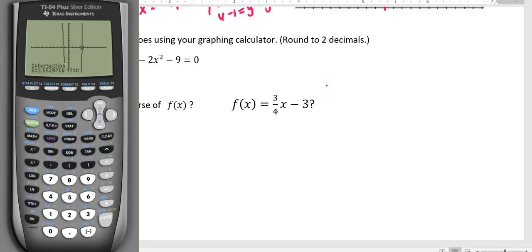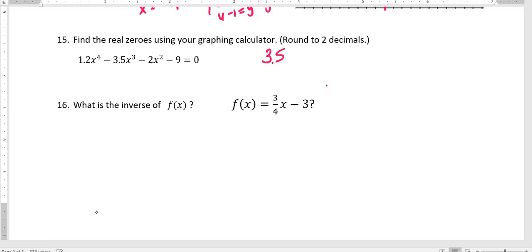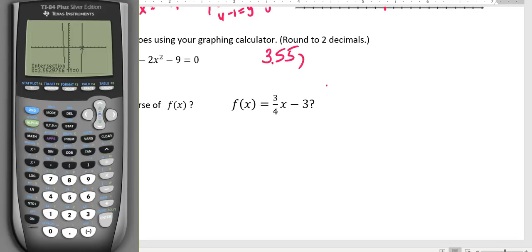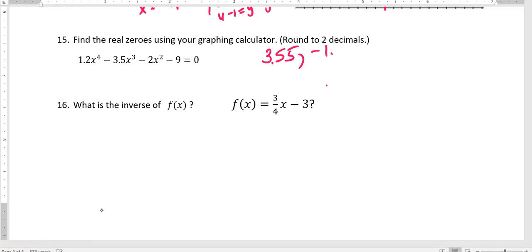So I get 3.553. Or it says 2 decimals, so 3.55. Now to get my next one, I'm going to do the same process again. Second, trace 5. But I stop here. Don't hit enter, enter, enter. It's going to keep giving you 3.55. Instead, I'm going to use my left and right arrow key. It just moves it along my function. Anywhere near my 0. It doesn't have to be exactly on it, but near it. And then hit enter, enter, enter, and I'll get negative 1.35. Those are my two zeros using my calculator.